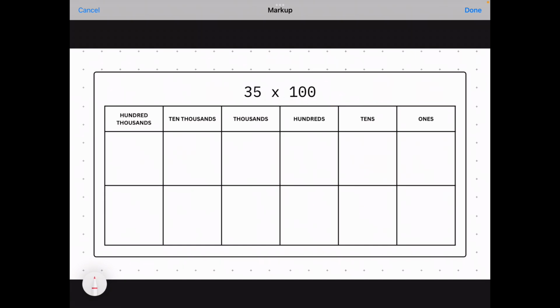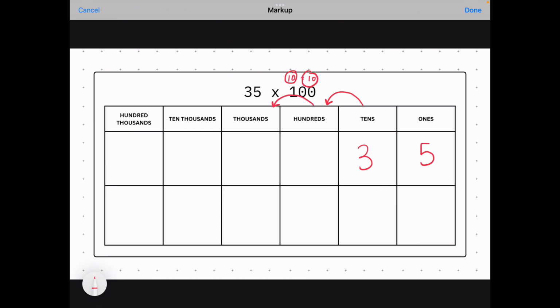Let's do another one, but this time multiply by 100. So again, I'm going to plug in 35, and we're going to multiply this by 100. If I was to break down 100, really that's just like saying times 10 times 10, which every time I multiply by 10, I shift over my digits. So if I'm doing times 10 times 10, I'm shifting over 2 times.